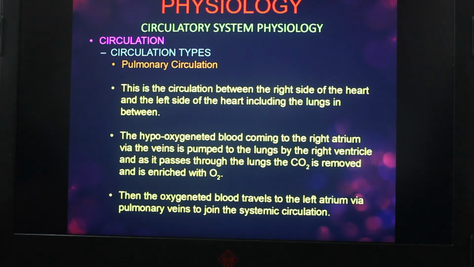If we look at the pulmonary circulation, this is the circulation between the right side of the heart and the left side of the heart, including the lungs in between. The hypooxygenated blood coming to the right atrium via the veins is pumped to the lungs by the right ventricle, and as it passes through the lungs, the carbon dioxide is removed and it is enriched with oxygen. Then the oxygenated blood travels to the left atrium via pulmonary veins to join the systemic circulation.